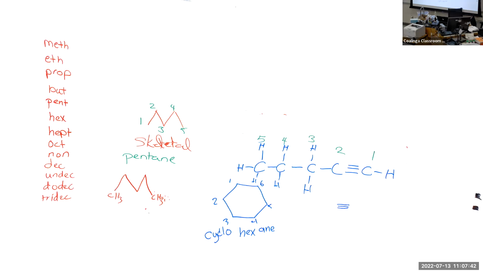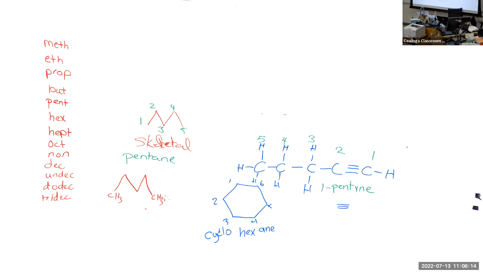How many carbons does it have? It has 5 carbons. So since it has 5 carbons, it's going to be called pent. Okay, so where is that triple bond located? At 1. That's right. So we're going to put a 1 where that triple bond starts.